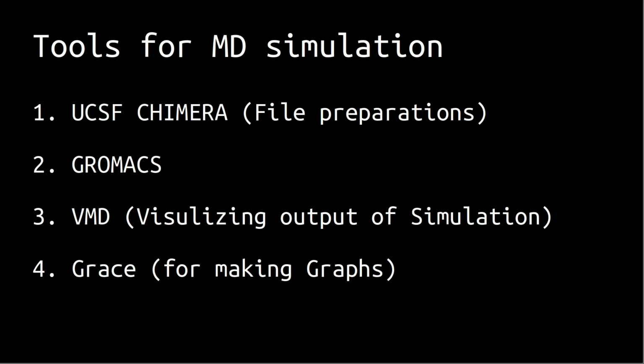The first one is UCSF Chimera. Gromacs itself is the software based on the command prompt to perform molecular simulation dynamics. The third one is the virtual molecular dynamics, which is basically the software used for visualizing the outputs of simulation. And the fourth software that we need is to visualize the results of molecular simulation dynamics that are obtained by performing the steps in the Gromacs, which will be useful for making graphs. So these are the 4 tools that we require to perform molecular simulation dynamics.